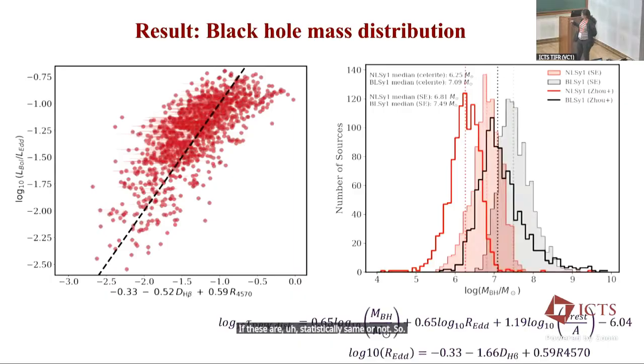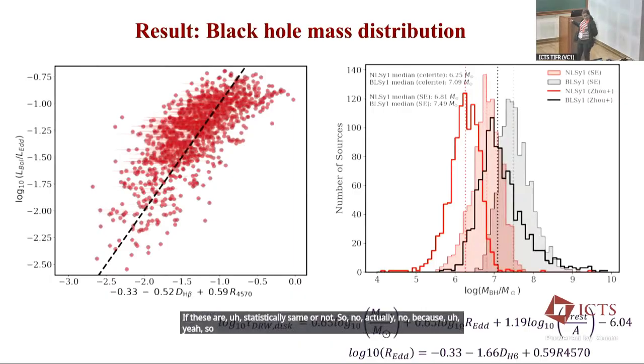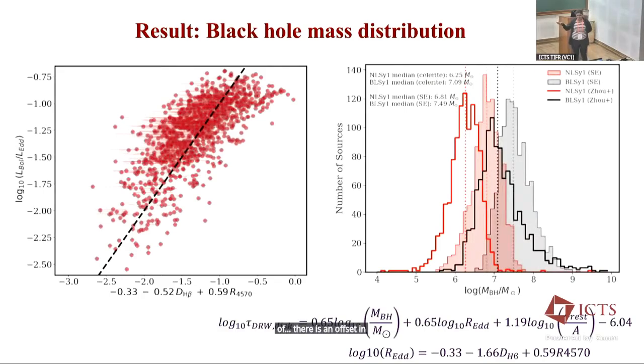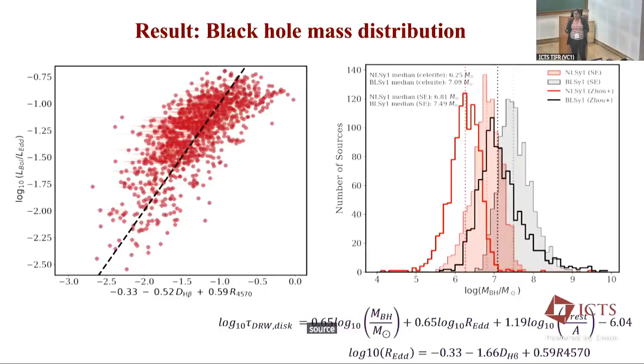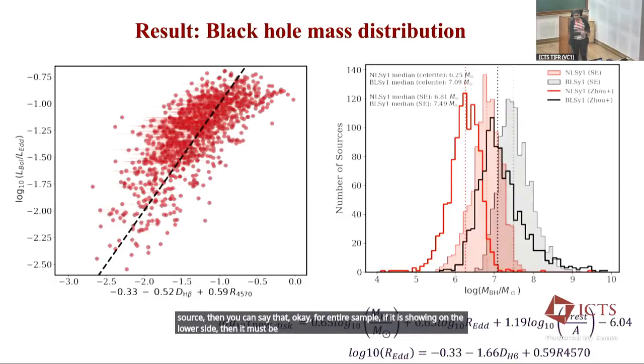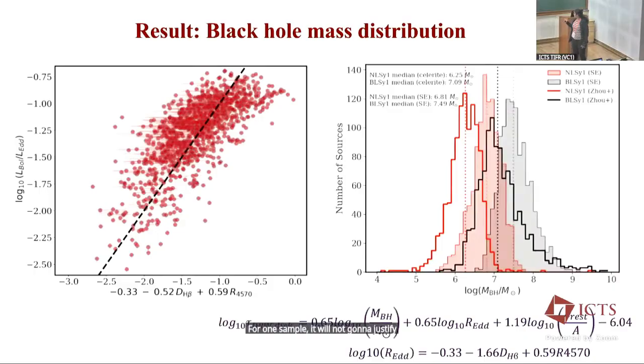No, actually, because we tested it, but that's why I said the entire DRW is kind of off. There is an offset in the masses. The point I want to underline is that for one source, DRW cannot say that this is the final mass of it. But for the entire sample of sources, if it is showing on the lower side, then it must be on the lower side. For one source, it will not justify. Again, the BLS1 itself is not corresponding to it. The KS test we tried, yes. Okay. Yeah.